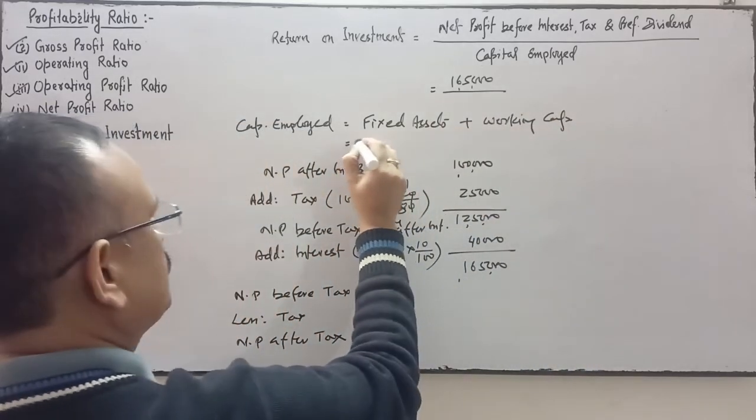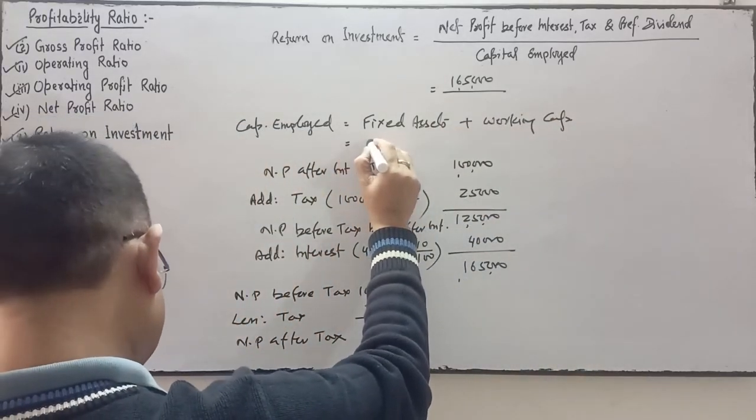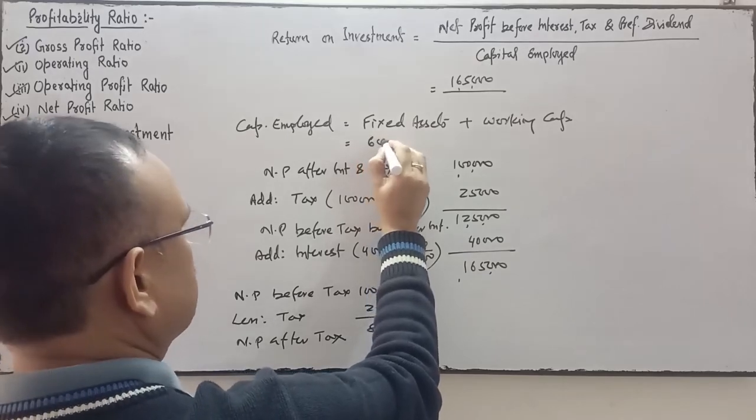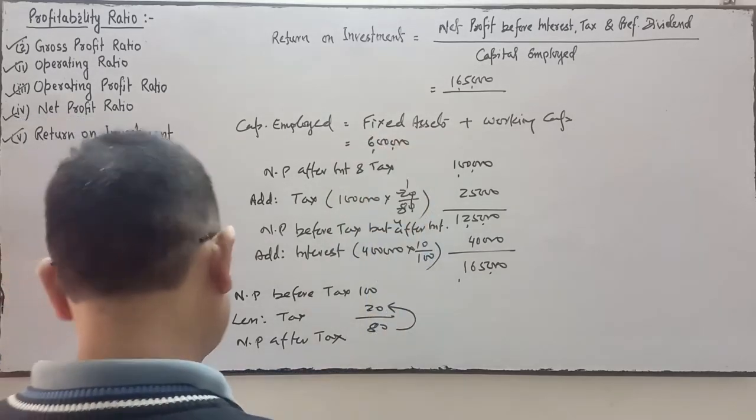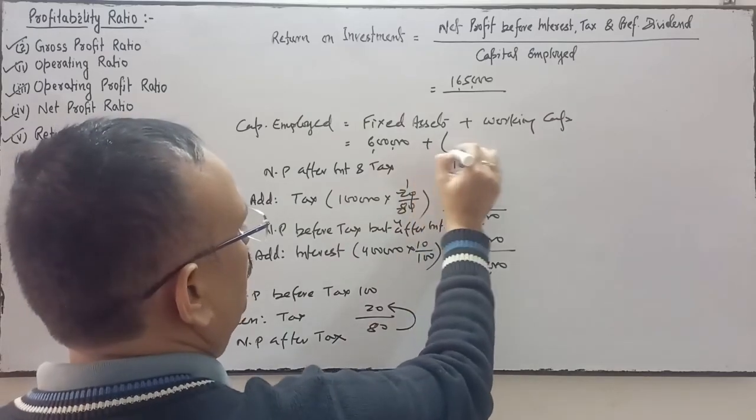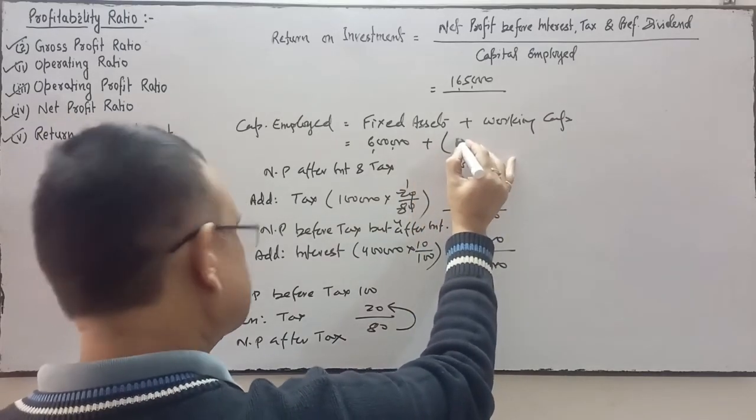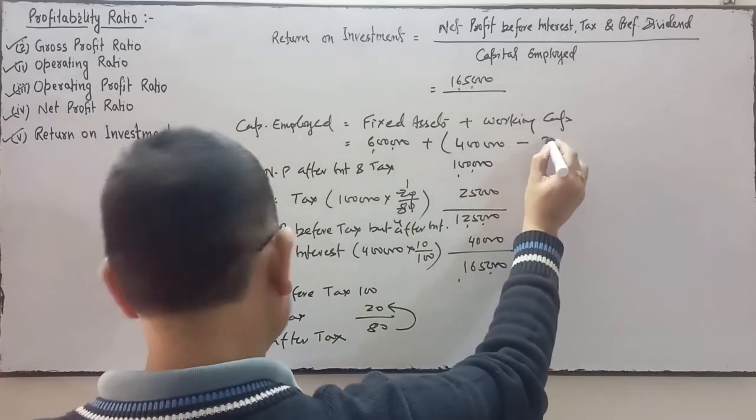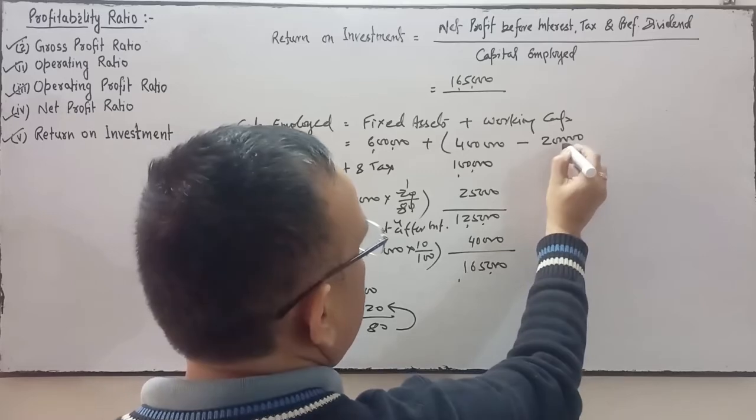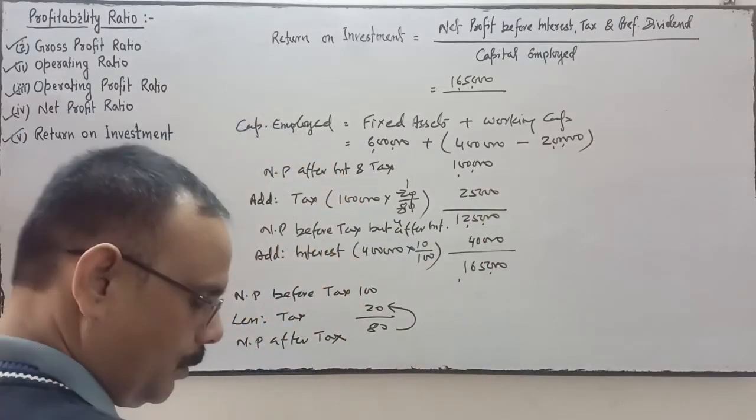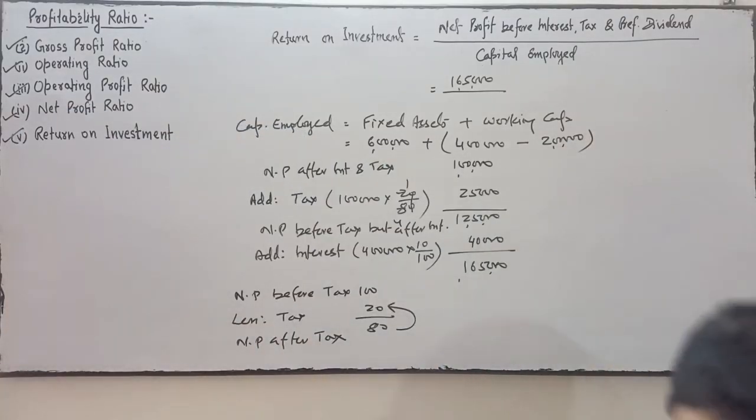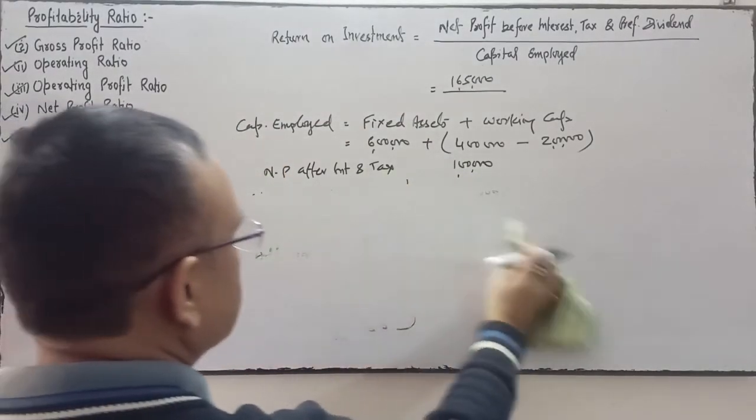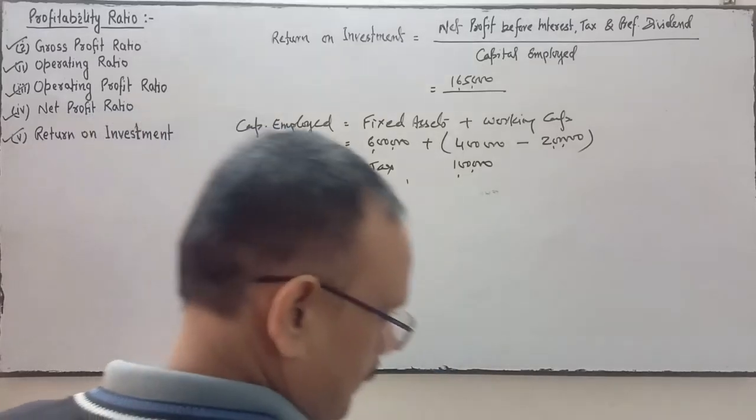So fixed assets, the non-current assets given in the question, is 6 lakhs. Fixed assets is 6 lakhs plus working capital, current assets minus current liability. Current assets is 4 lakh and current liability is 2 lakhs. So the net difference indicates the working capital, current assets minus current liability.